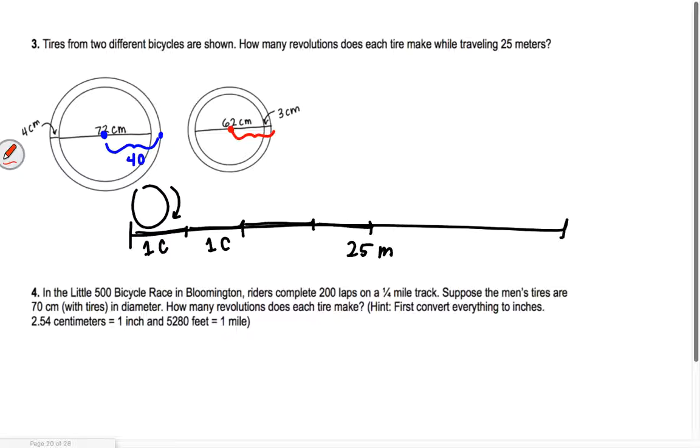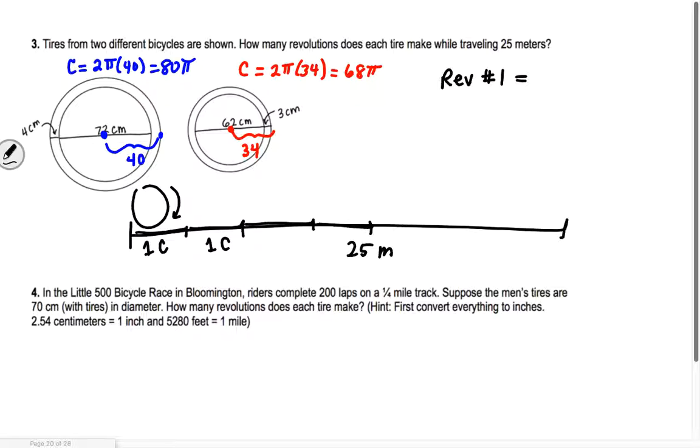31 plus 3. So we got 34. So the circumference of the first one, I don't know why I found the radius. I could have just used the diameter, right? The circumference of the first one is 2 times pi times 40, which is 80 pi. And the circumference of the other one is 2 times pi times 34, which is 68 pi. So we want to know how many revolutions each one makes while traveling that 25 meters. So the number of revolutions for number 1, I'm going to write that in a weird way.